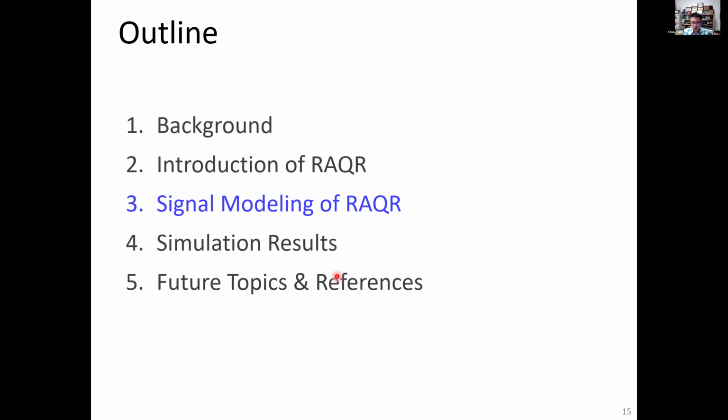Next, we are going to tell you what we have done about signal modeling. We try to use mathematical equations to model this receiver. Once we have the received signal, for example y equals hs plus noise, then we can design whatever we want for communication, MIMO, or sensing. Then we can use it for wireless communication and sensing.